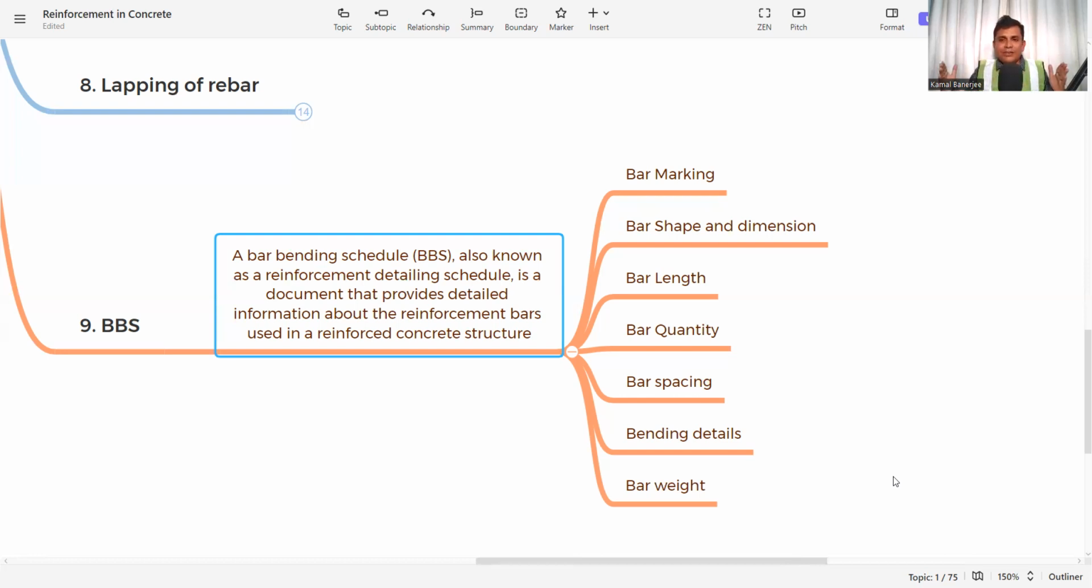Maybe the dimension is a straight portion of 8 meter, the L portion is 500, this L portion is 500, and together what will it be? 8 meter, 500, 500, so 9 meter. If 9 meter is the length, the person who is cutting the bar will cut the bar and bend it accordingly, the 500, 500. So bar shape and dimension is very crucial for the bar bending schedule.